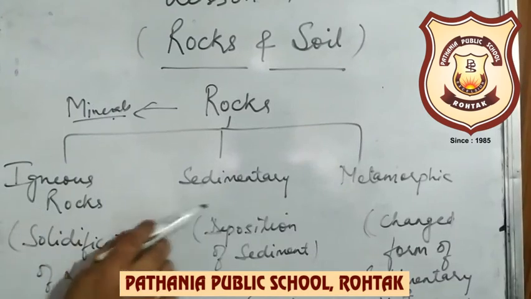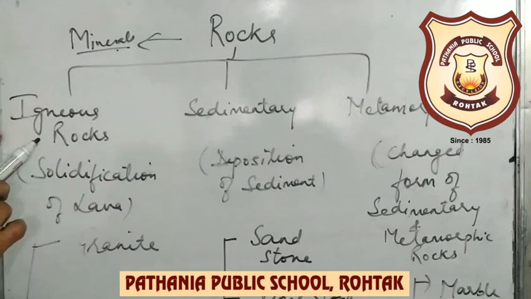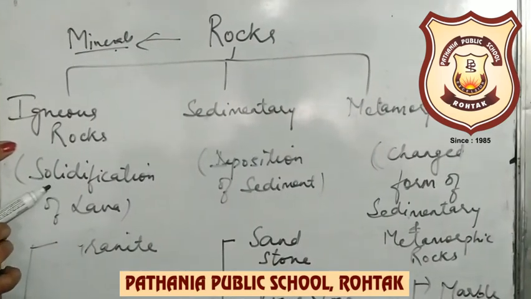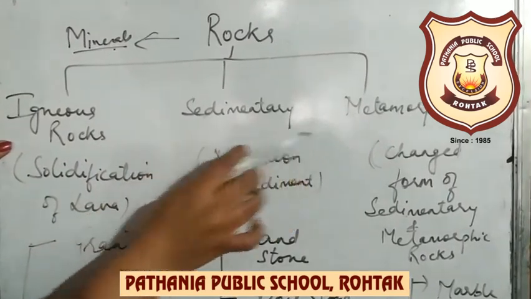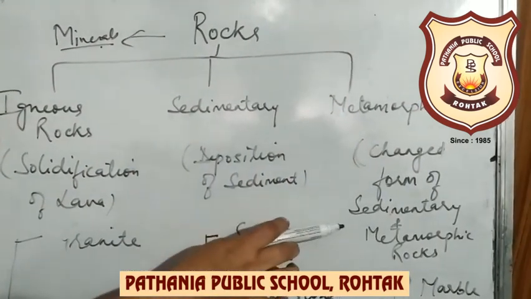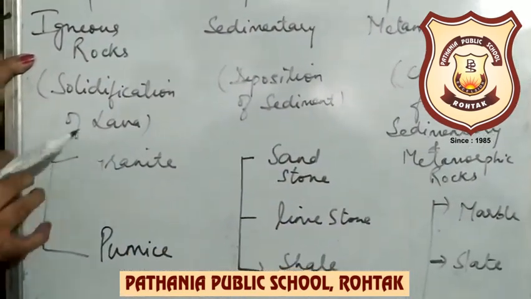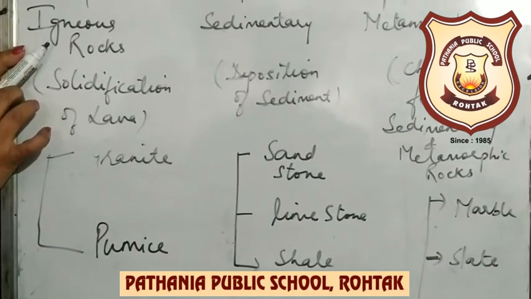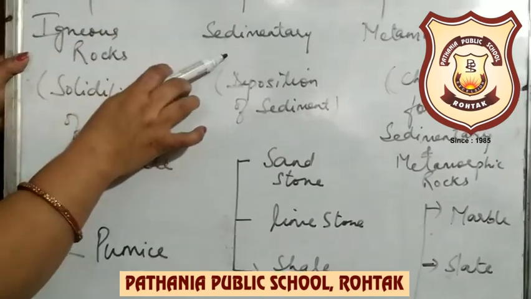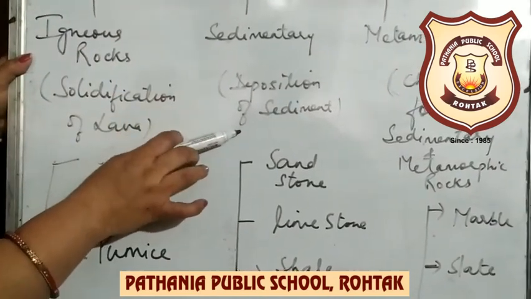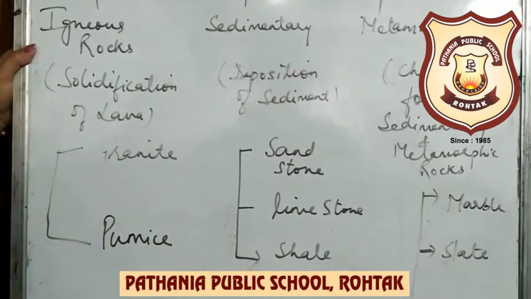Rocks are of three types: igneous, sedimentary and metamorphic rocks. Igneous rocks are formed by solidification of lava. Sedimentary rocks are formed by deposition of sediments, and metamorphic rocks are formed by change in the properties of sedimentary and igneous rocks. The word igneous means resulting from or produced by the action of fire. Okay, sedimentary means deposition of sediments, and metamorphic means change in properties.